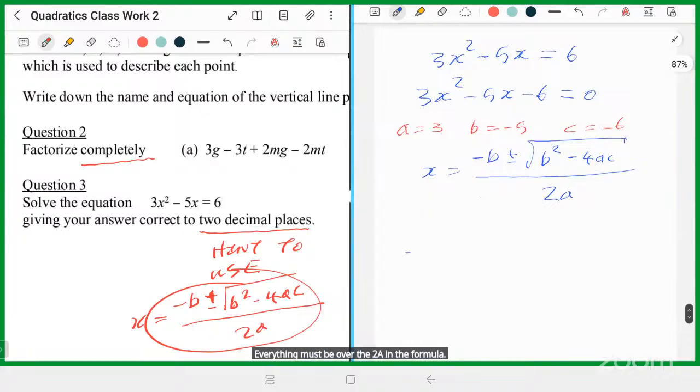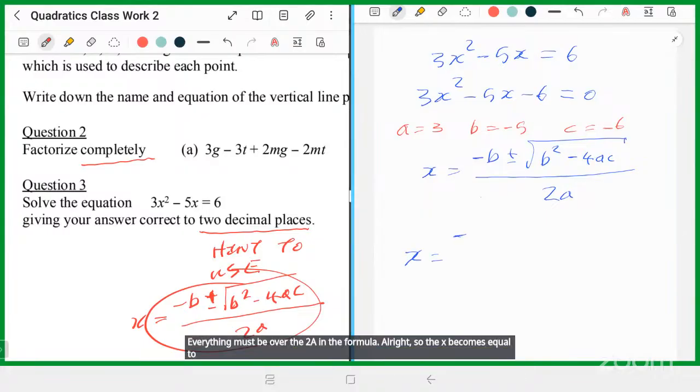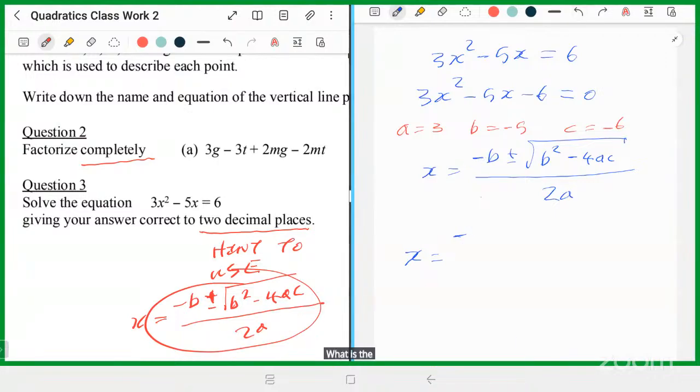Alright, so x becomes equal to minus, that is this minus that I just wrote down. And what is the b itself? The b itself is negative 5. So we put a negative 5 in the place of the b. So this minus becomes a plus. Then we put in this plus or minus. The plus or minus is that we're going to get one x value with the plus and the other x value with the minus. That's why we have the plus or minus in that formula.